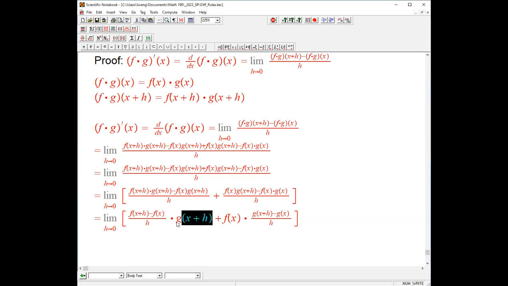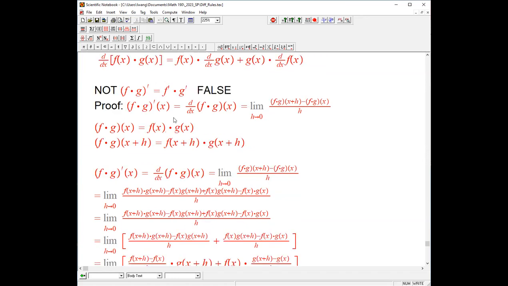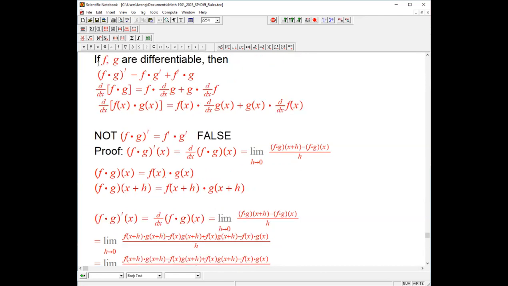How about g of x plus h? Well, if a function is differentiable, it is continuous. So here we're going to put some narrative here. Since both f and g are differentiable, that's given.